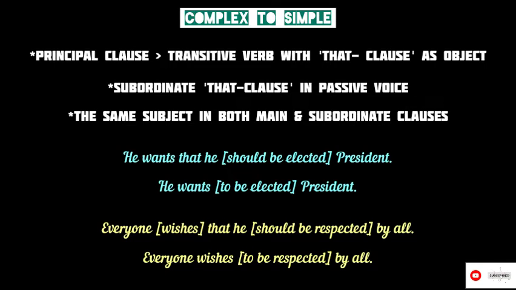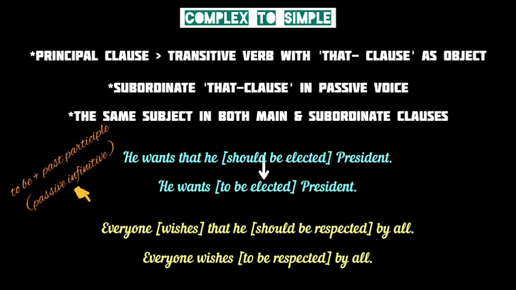As you can see, the subordinate that clause, that he should be elected president, is in the passive voice and acts as the object of the verb wants. Also, the subjects of both the clauses is the pronoun he, referring to the same person. In such cases, the entire subordinate that clause is replaced with a passive infinitive. In this way, we are turning the complex sentence into a simple sentence with a single finite verb in the principal clause. He wants to be elected president.